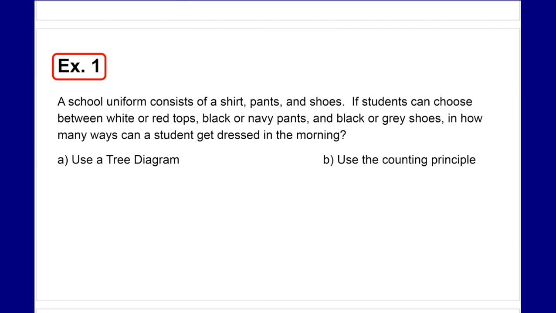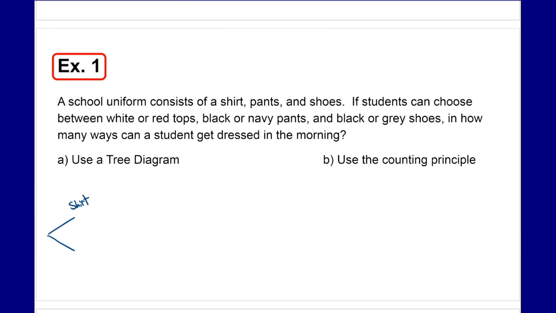A school uniform consists of a shirt, pants, and shoes. Students can choose between white or red tops, black or navy pants, and black or gray shoes. How many ways can a student get dressed in the morning? So we've done this using a tree diagram in the past. So let's look at that. We're going to start with our first option. This would be our shirt.